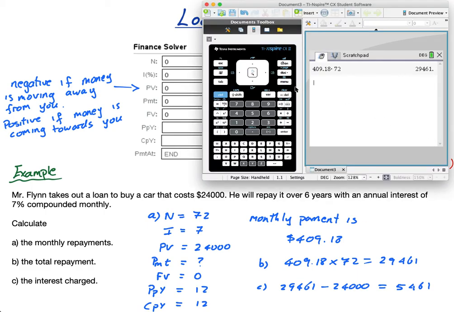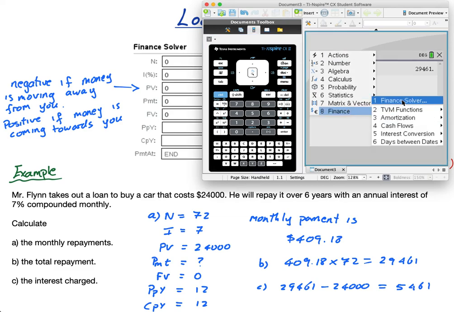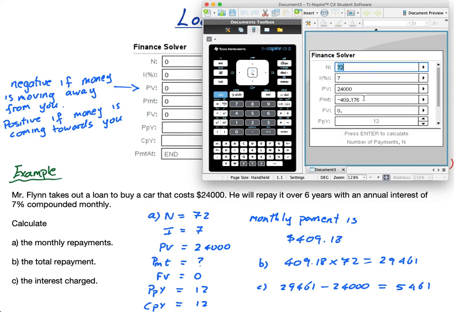If I go menu, Finance Solver, imagine I don't know the interest rate, and he said he paid 409.18 or whatever every month, what was the interest rate? Well, then you fill in all the other stuff, go to the interest rate, press enter, and then you get 6.99999. Now, the reason it's not 7 obviously is because this has been rounded to 3 decimal places, but it's obviously 7%. So yeah, Finance Solver is a great little tool to have on your calculator.